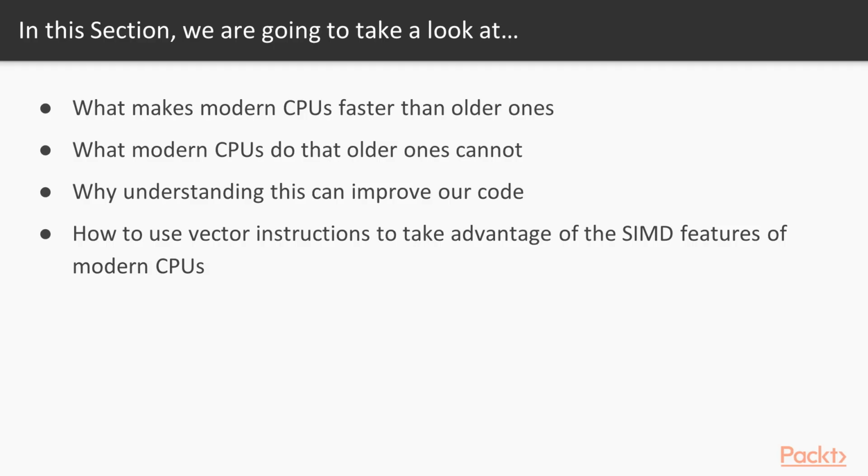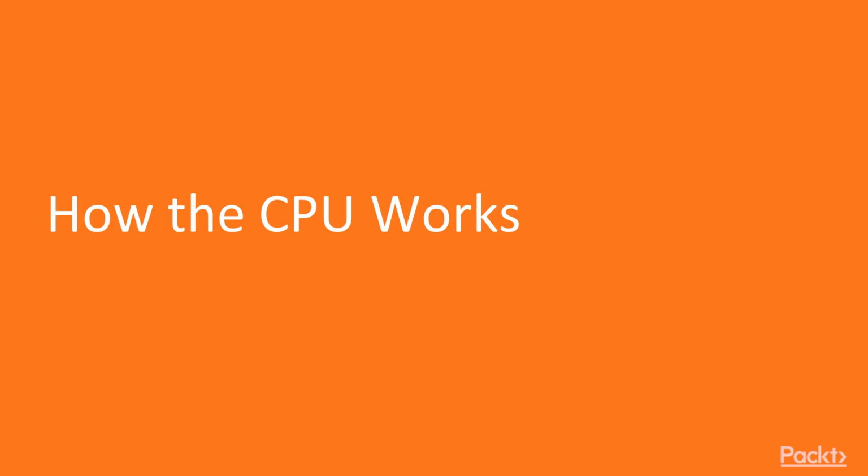In this section, we're going to take a look at modern CPU design and layout and how this design affects our code's performance, how to stay out of the way of this sophisticated CPU design, and the compiler optimizations that are available to us, as well as how to design our code to take advantage of the modern design of CPUs. And finally, how to use vector instructions to quickly and easily automatically speed up our code using a few simpler compiler optimizations. We're going to begin today by taking a look at how the CPU works.